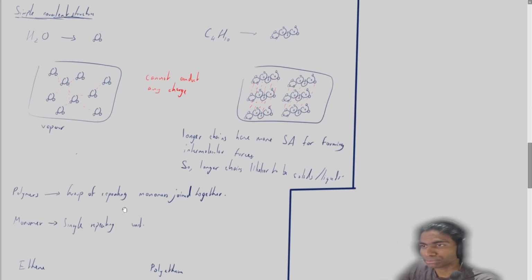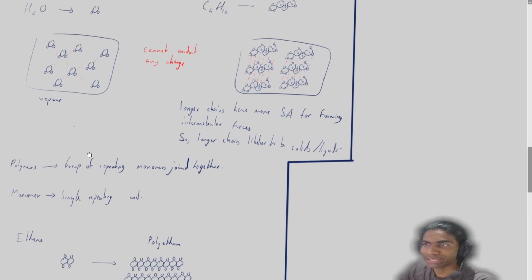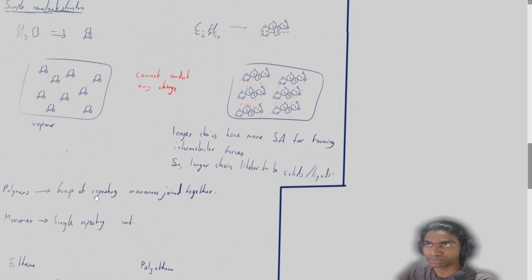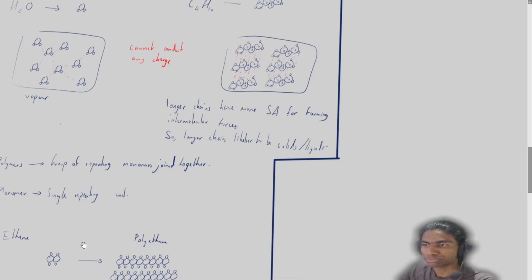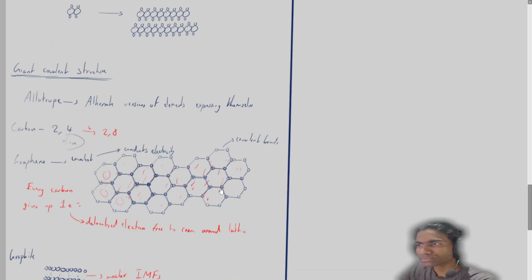And then we talked about a simple covalent structure, of which you should recall that polymers are kind of in the boundary between a giant covalent structure and a simple covalent structure, but they're made up of many repeating units of these monomers that are joined together, and that causes them to have a higher surface area to form more intermolecular forces to form a stronger kind of solid structure rather than a liquid or a gas.